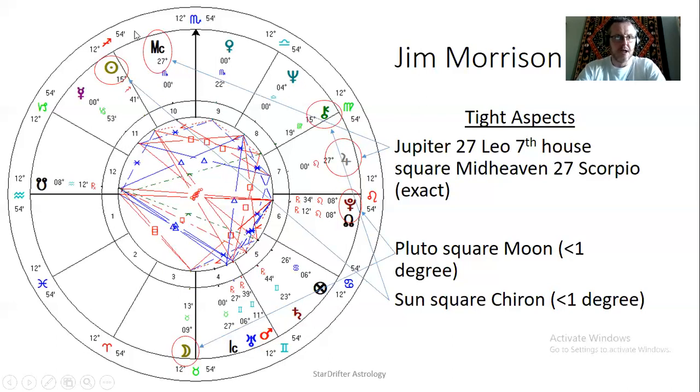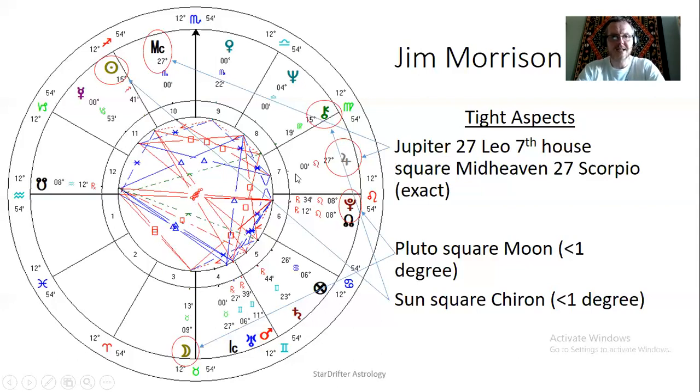Now, the square aspect to the midheaven, I spoke about the midheaven earlier on as being one of the 4 angles of the chart, the ascendant being the strongest, the midheaven being the second strongest. Any planets in aspect to those are going to be noticed in the person's life.